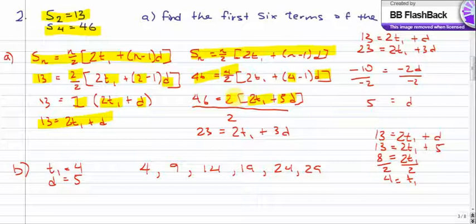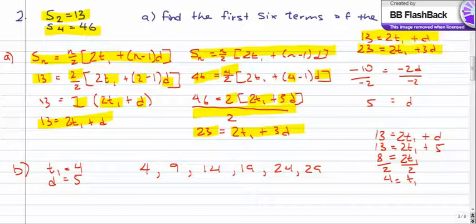But the problem is now we have 2 times everything, so to get rid of the 2 we'll just divide everything by 2. So divide the whole thing by 2, which means 46 divided by 2 is 23, and this divided by 2 just cancels the 2 off, which just gives us 2t1 plus 3d. So there's our two equations. 13 equals 2t1 plus d, and 23 equals 2t1 plus 3d.